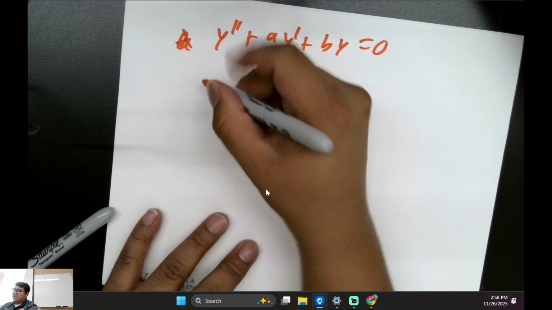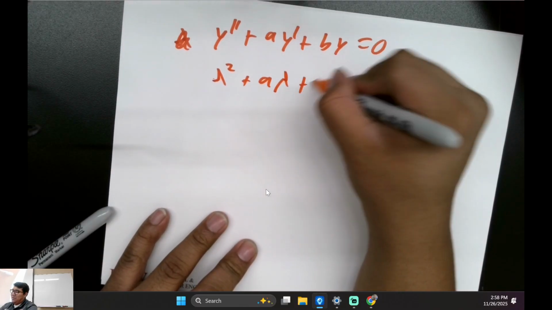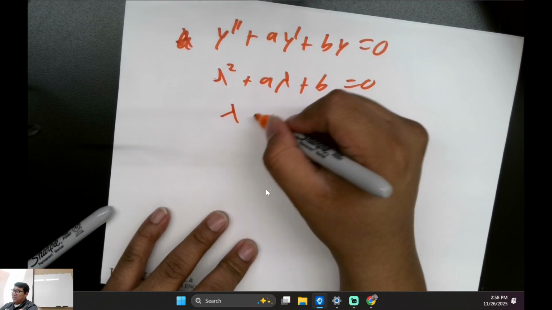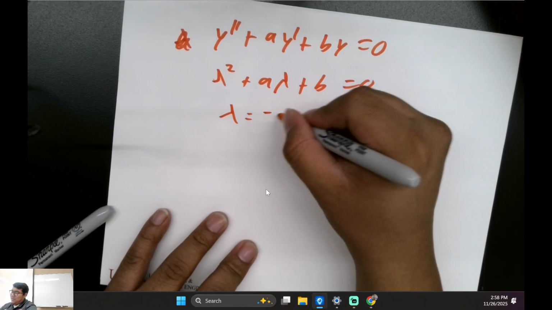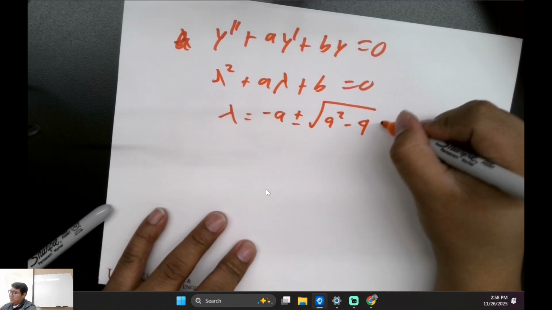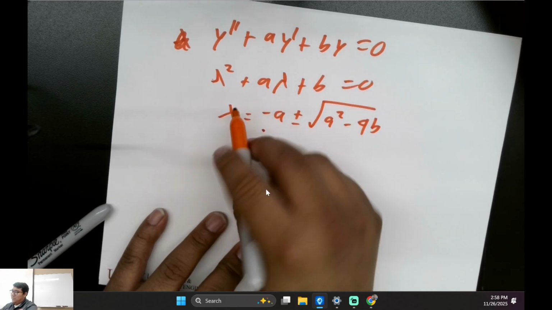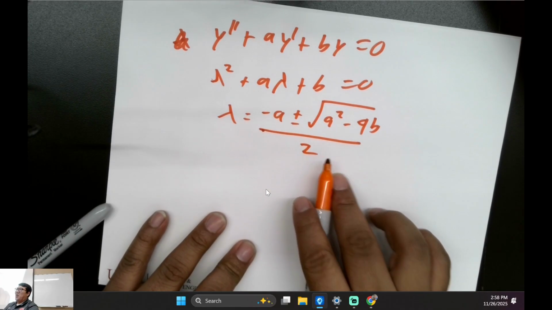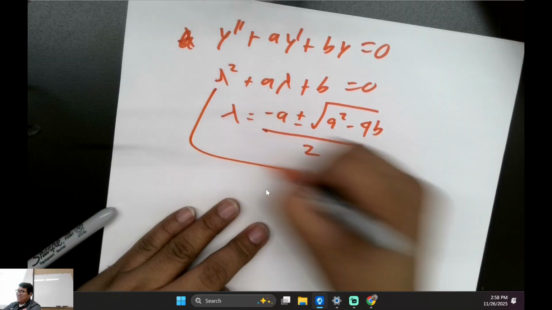If you get the characteristic equation, you can rewrite it as lambda squared plus a lambda plus b equals 0, correct? Then you can solve for lambda, which is negative a plus or minus the square root of a squared minus 4b, all over 2. All those weird equations you have to memorize are based off this.